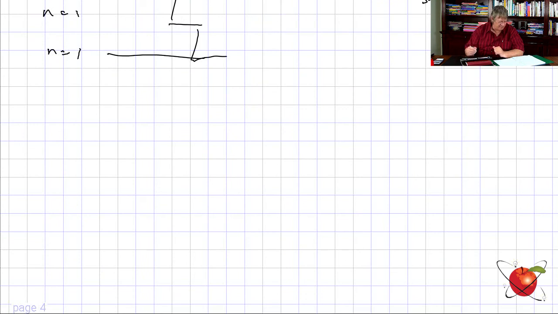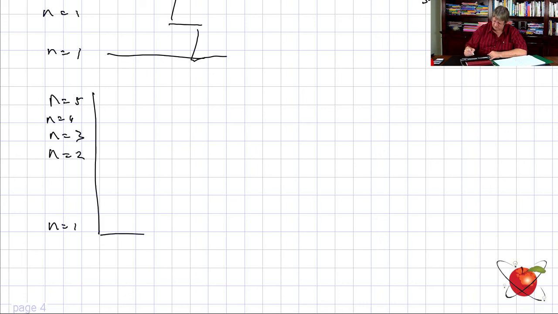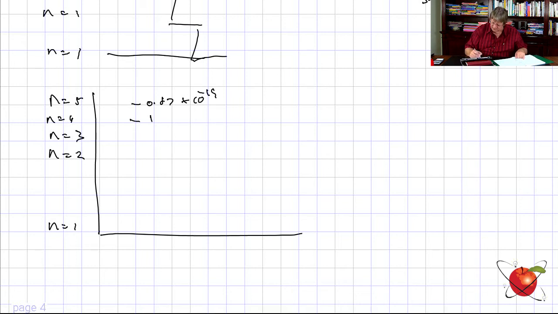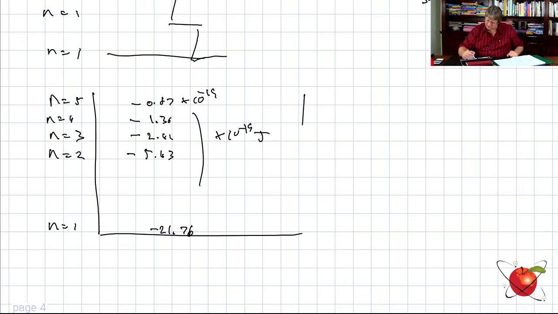All right? Over here, the energy at n equals 5, n equals 4, n equals 3, n equals 2, and down here, n equals 1. Like so, I've got energy levels here. This is minus 0.87 times 10 to the minus 19. This is minus 1.36. This is minus 2.42. And this is minus 5.43. And down here, minus 21.76. And it's all times 10 to the minus 19 joules. All right? So this is my energy. That's the energy level, energy state.